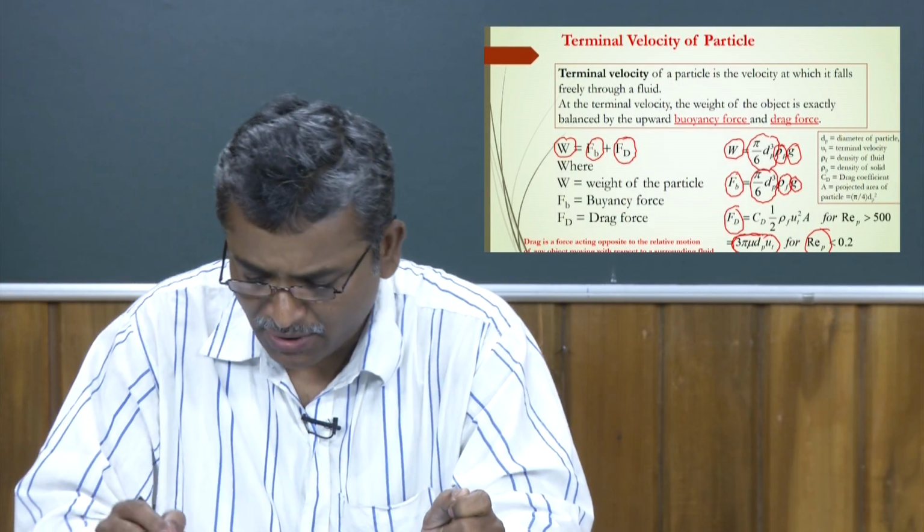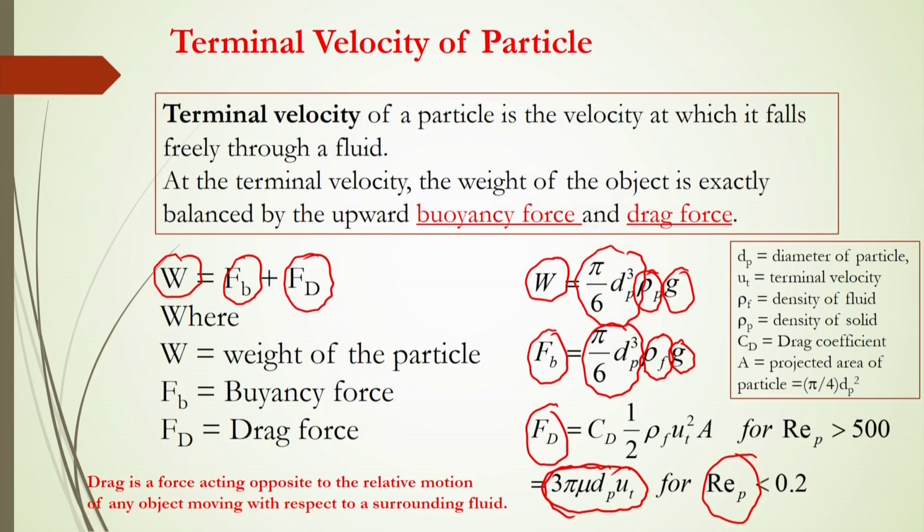What is that Reynolds number? Reynolds number is nothing but the inertia force under this terminal velocity as a ratio to the viscous force. Now, this Reynolds number of the particle is calculated based on the particle diameter. So, Rep is nothing but rho u dp by mu.